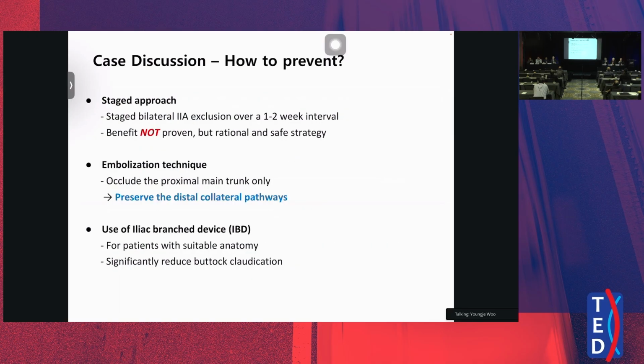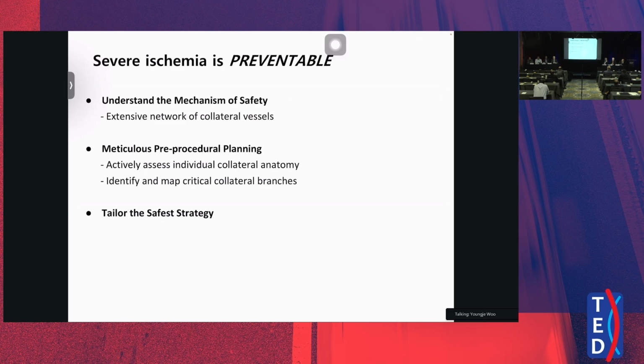So how do we prevent this? First, a staged approach over 1 to 2 weeks can be considered. This does not have a definitively proven benefit, but it is often considered a rational and safe strategy. And second, meticulous embolization technique. We must occlude only the proximal main trunk, preserving the distal collateral pathways. And third, the use of an internal iliac branch device significantly reduces ischemic complications.